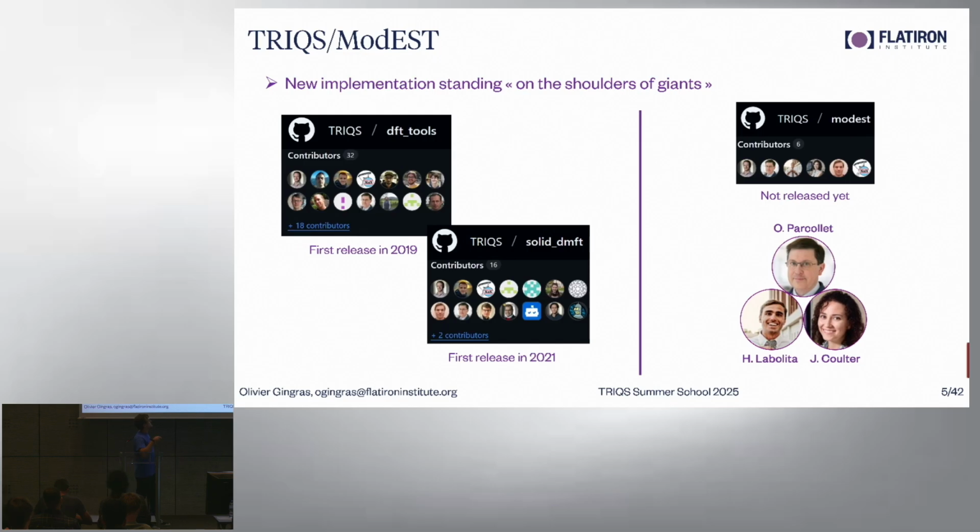And this package has been mostly the work of these 3 people. Olivier has been really leading the project, and Harry and Jenny have been really instrumental in making the code. And I'm very grateful that they're here for the tutorial this afternoon.